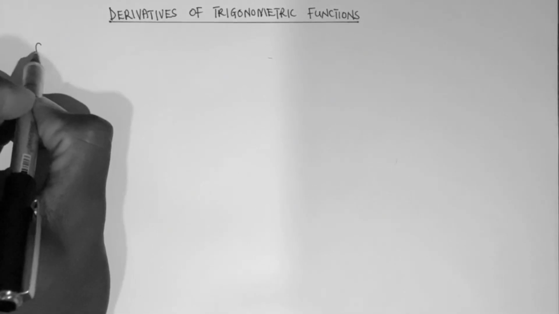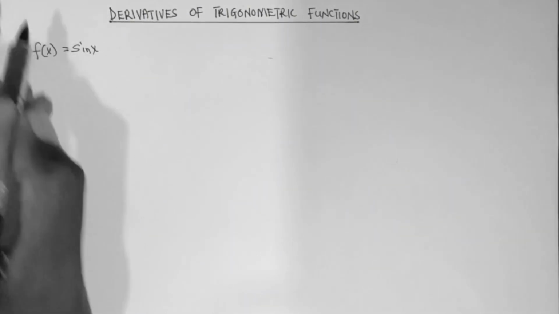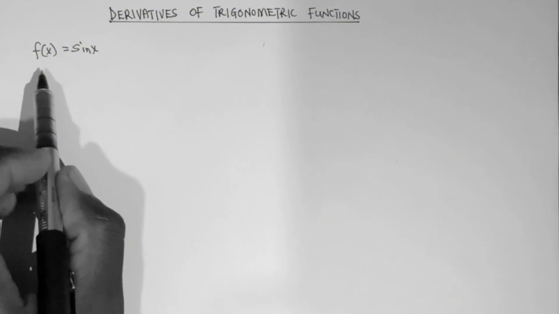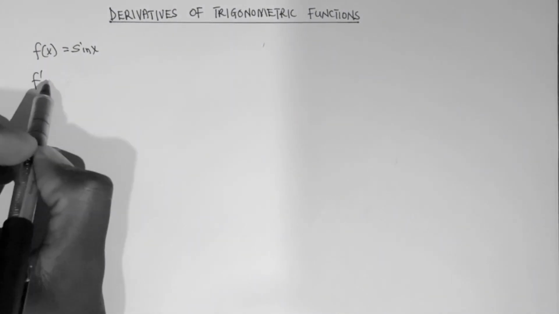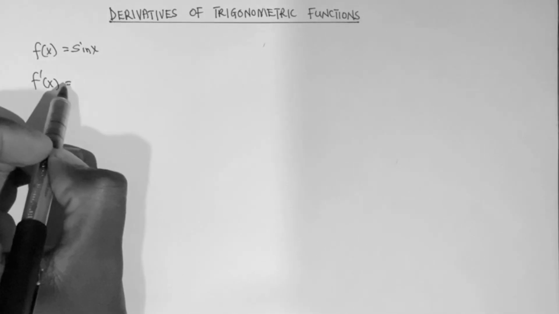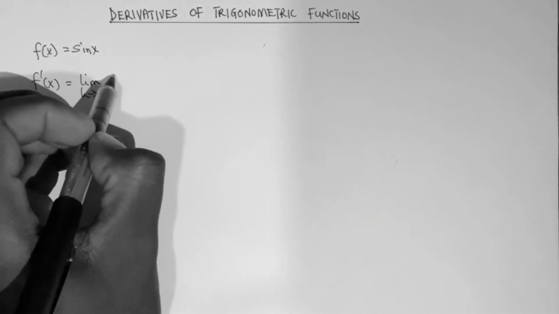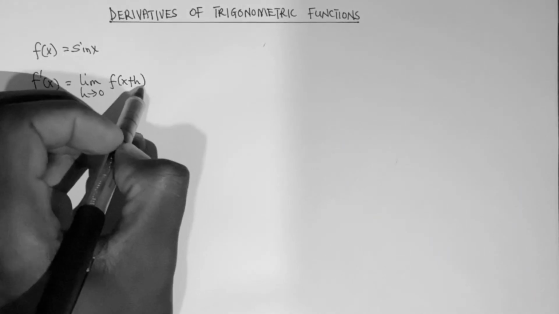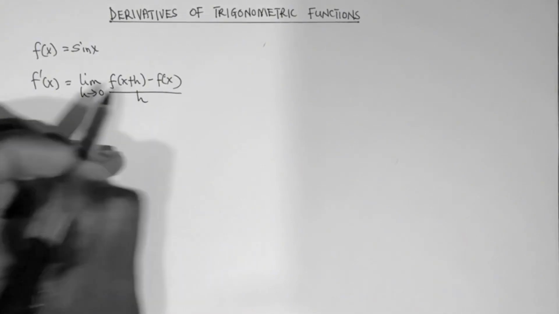In this video, we are going to talk about the derivatives of trigonometric functions. So for example, let's assume that we have f of x equals sine x. Using first principles, what will be the derivative of f of x? Now, we know that from first principles, f prime of x is equal to the limit as h approaches 0 of f of x plus h minus f of x divided by h.